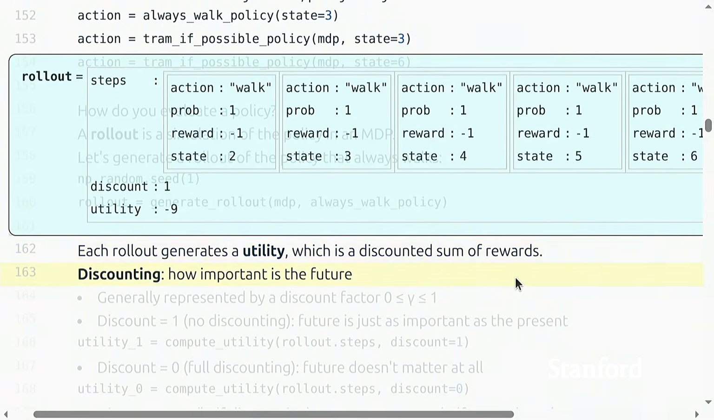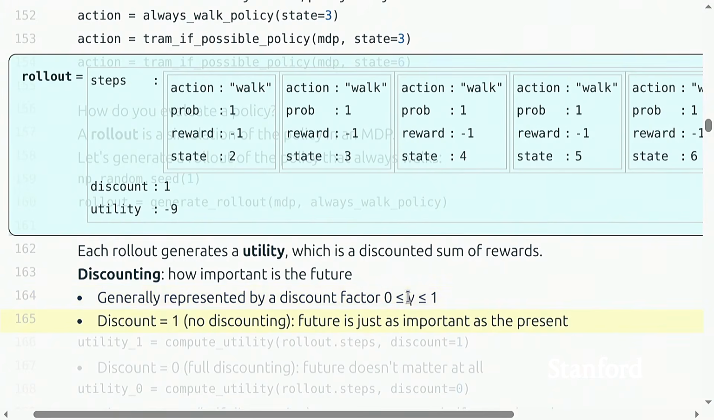So the discounting is a way to capture how important we think the future is. And this is represented by a number between 0 and 1, often written as gamma. So in the normal case, you would say discount equals 1, which corresponds to no discounting. And that says the future is just as important as the present.